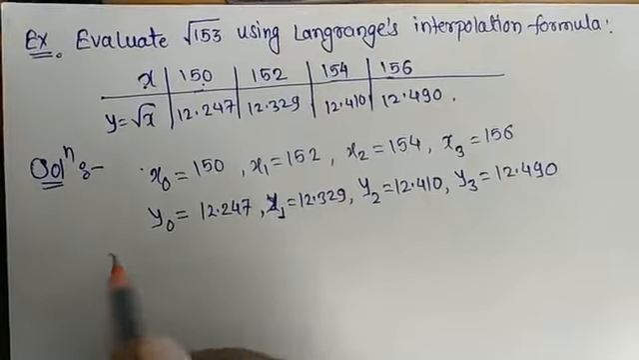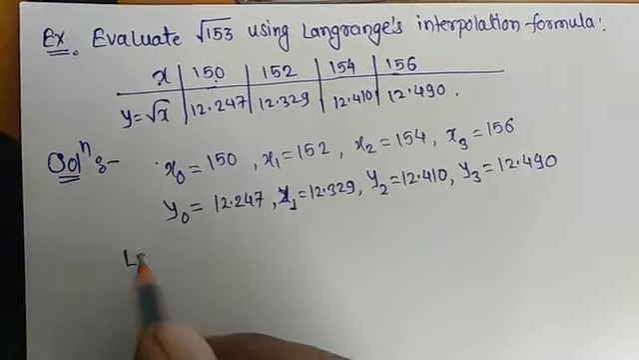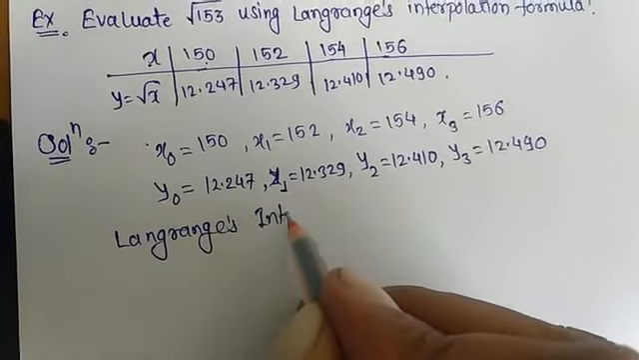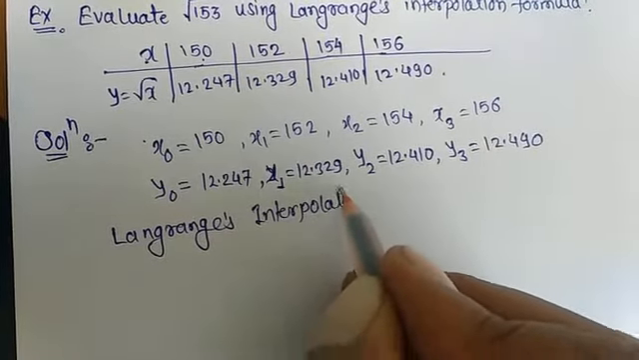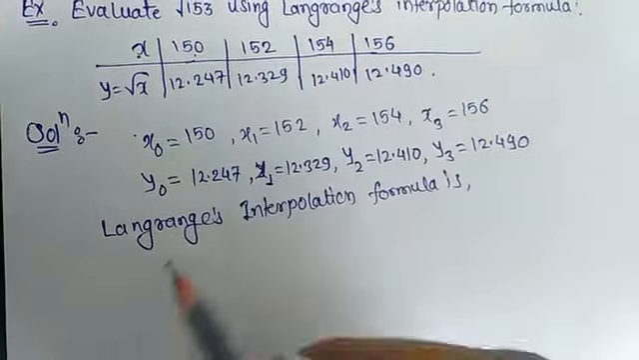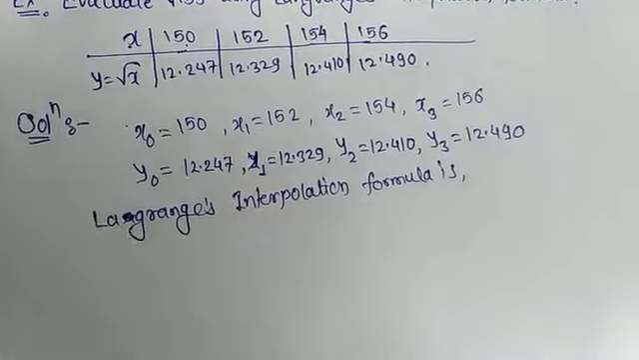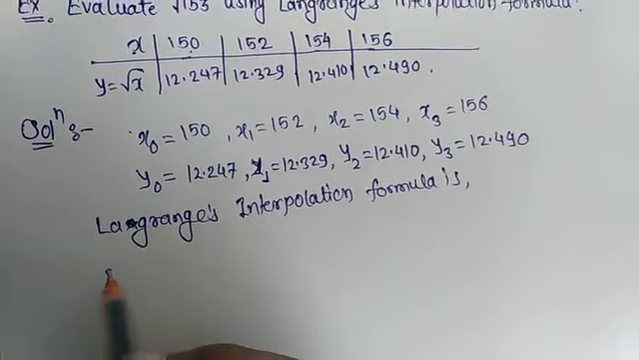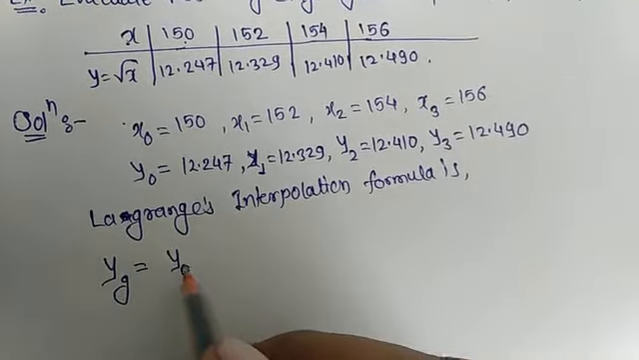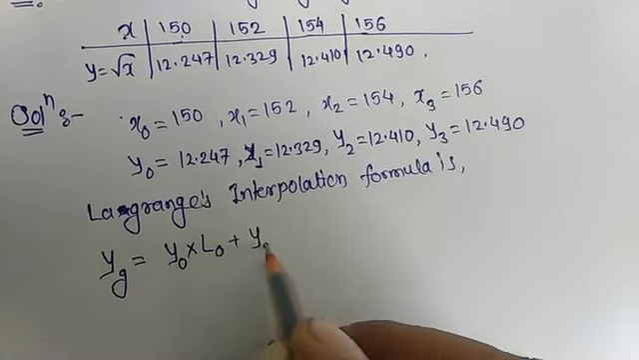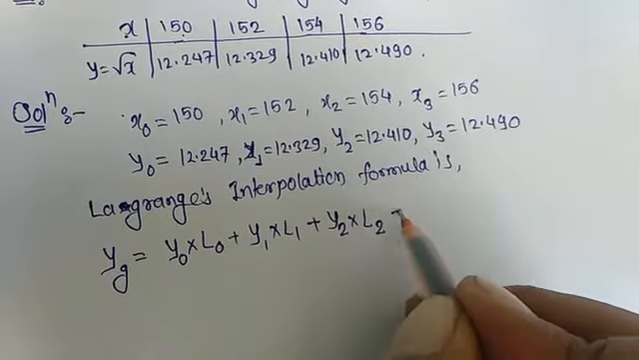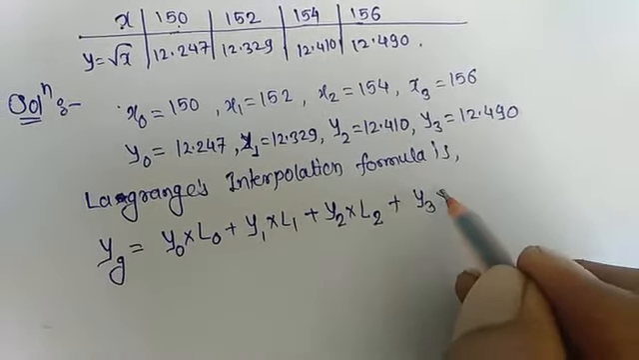Now our Lagrange's interpolation formula is: yg is equal to y0 into L0 plus y1 into L1 plus y2 into L2 plus, here it is up to y3 into L3.